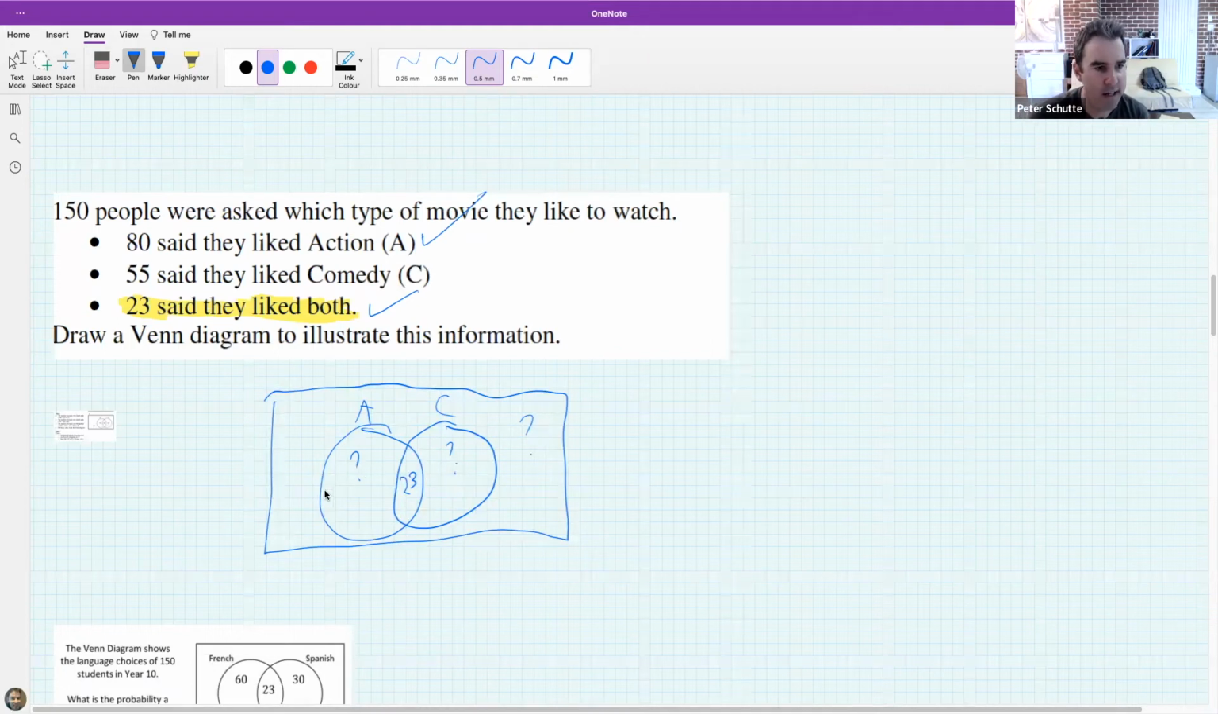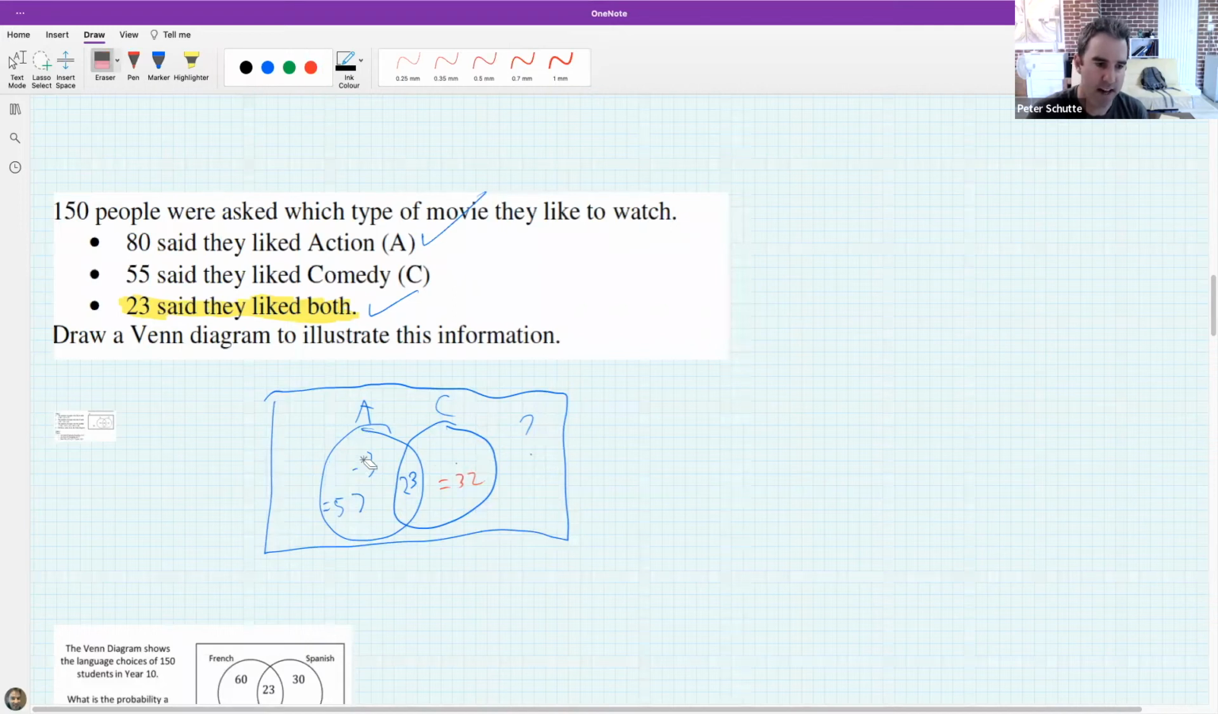So I think for action, I would just go 80 minus 23, because you've used 23 already, you've got to get the difference, which would be 57. And then C would be 55 minus 23, which gives you 32.